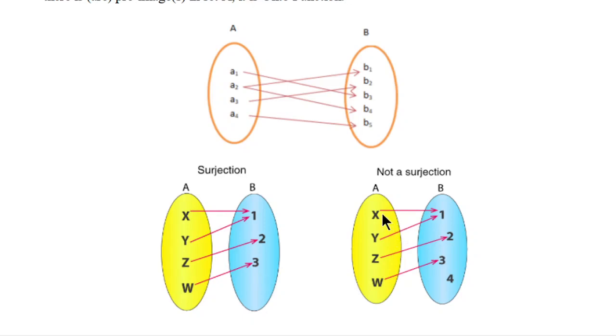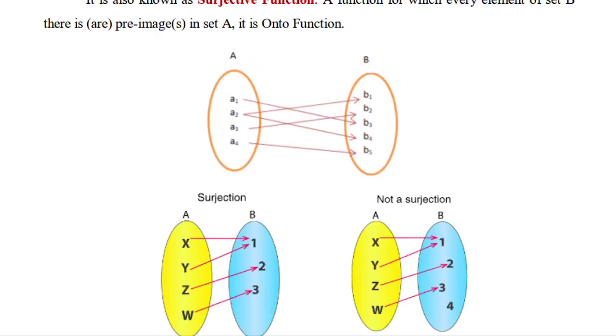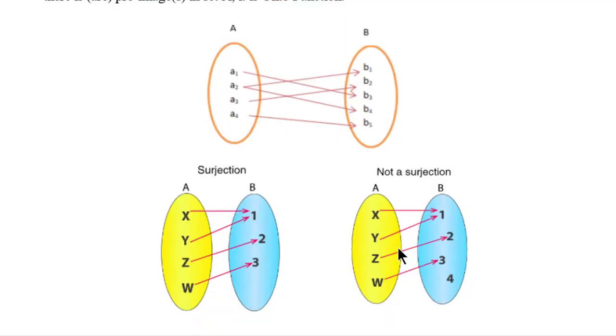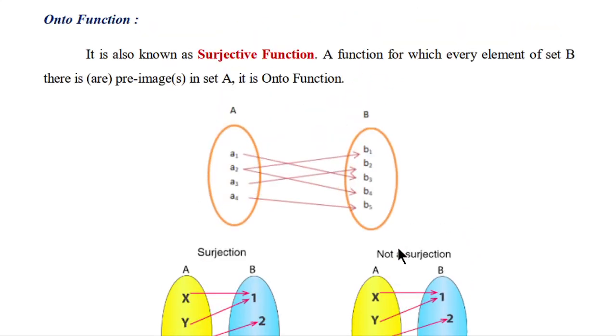And another example: X, Y, Z, W mapped with 1, 2, 3, where 4 is not mapped with any element in set A. So it is not called an onto function.